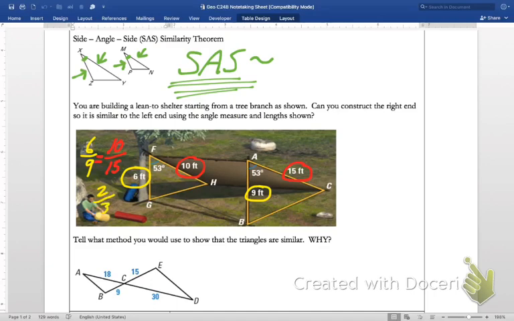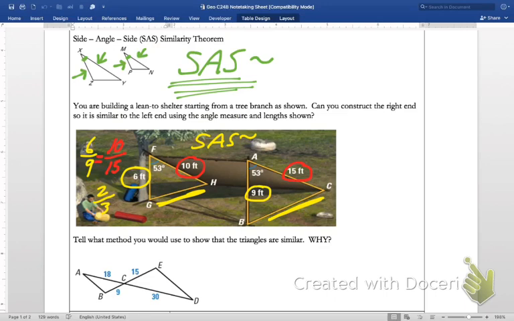So could we go ahead and construct things? The answer is yeah, we could use the measurements. If we knew this side right here, this side over here would be in a ratio of 2 to 3. So this is SAS similarity in action.